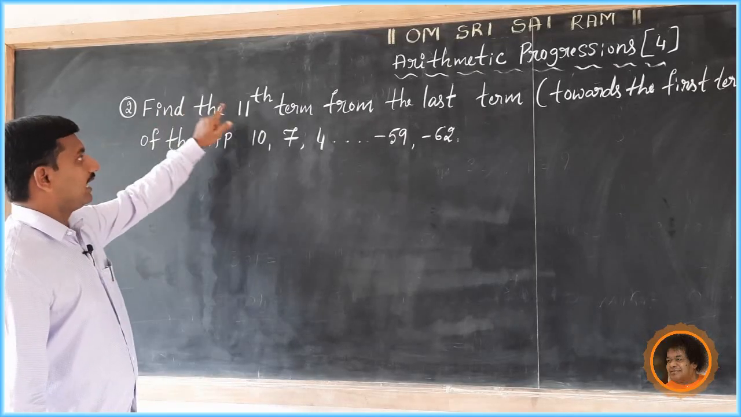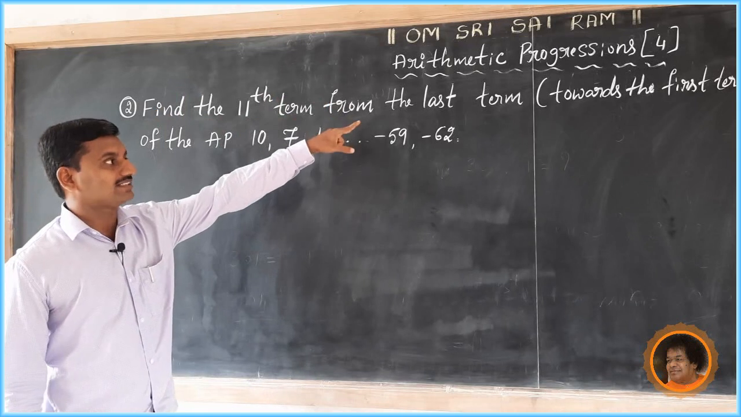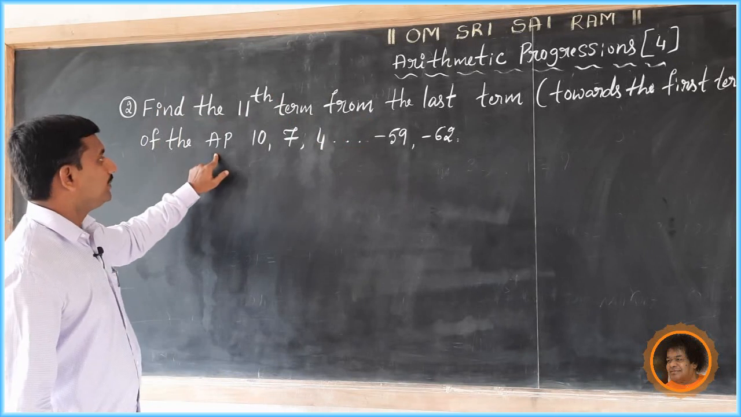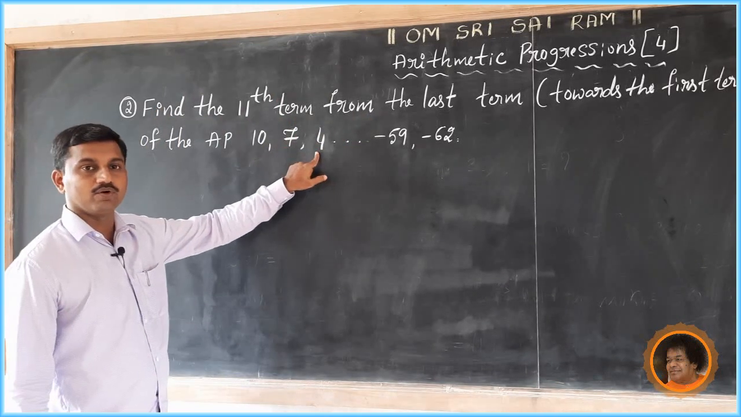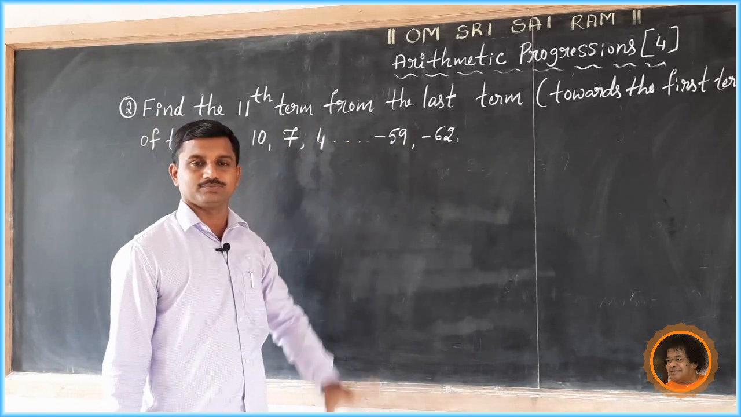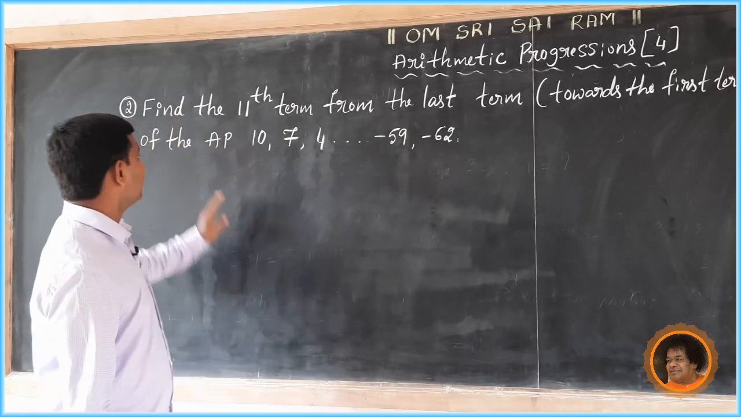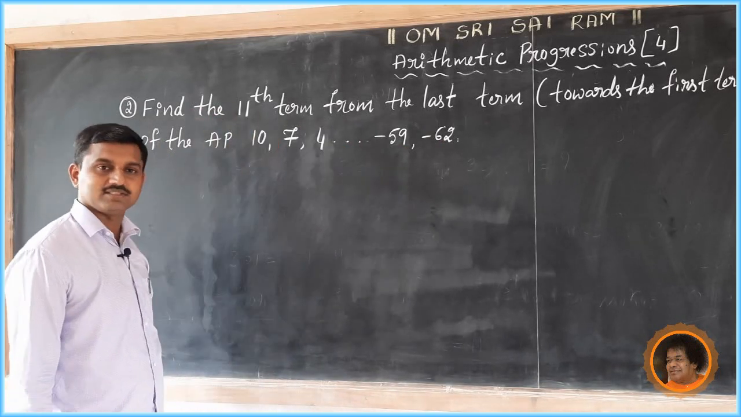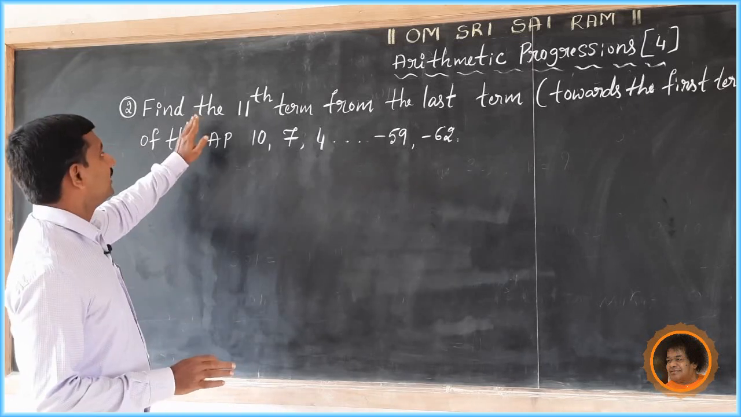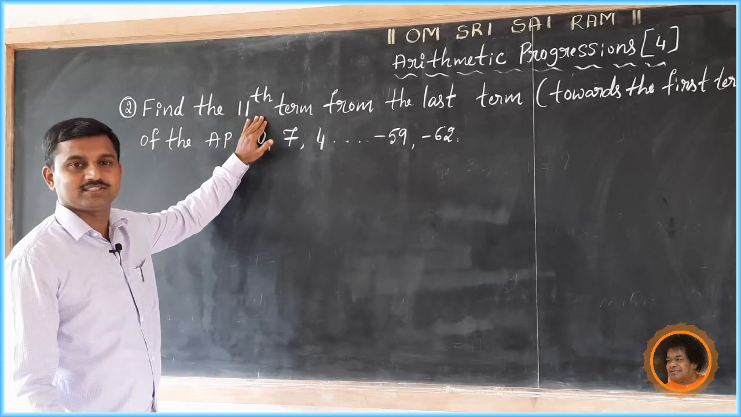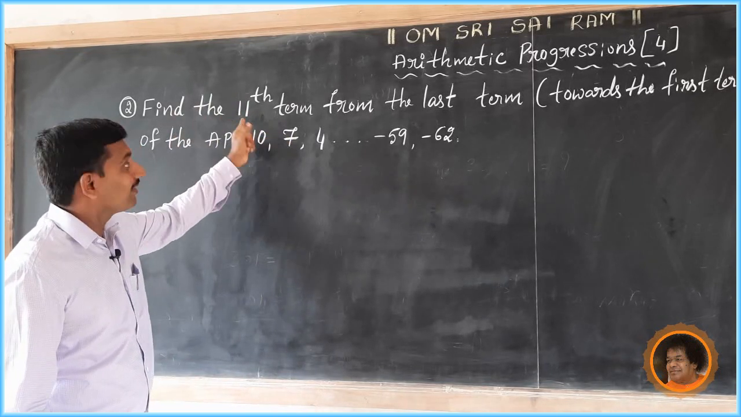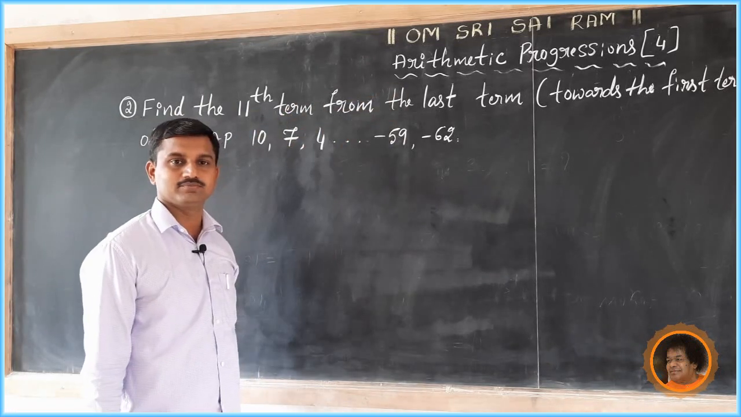Next question: find the 11th term from the last term towards the first term of the AP 10, 7, 4, and so on, minus 59, minus 62. How to find the 11th term from the last term? Till now we discussed the number of terms from the first term, but in this question, find the 11th term from the last term.